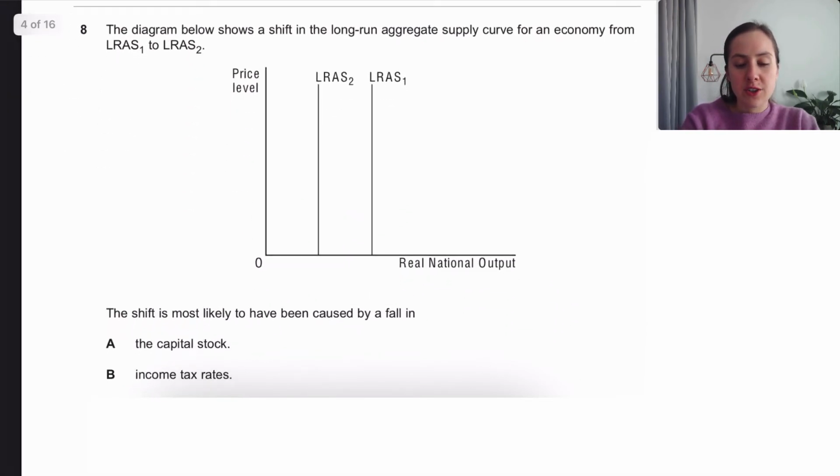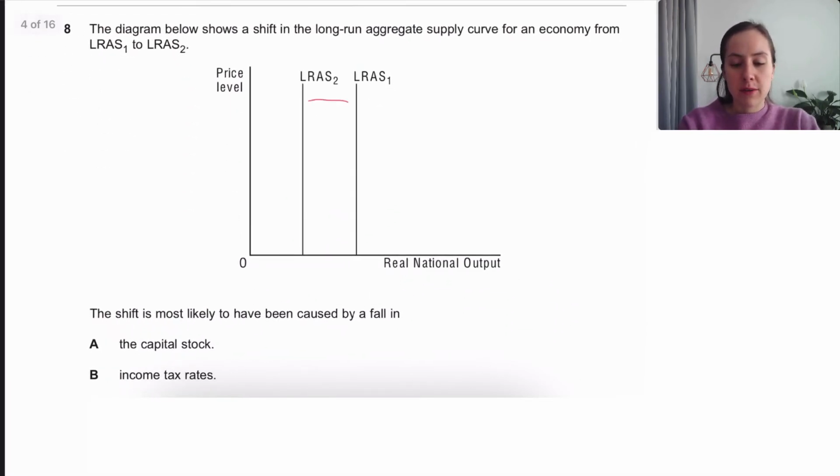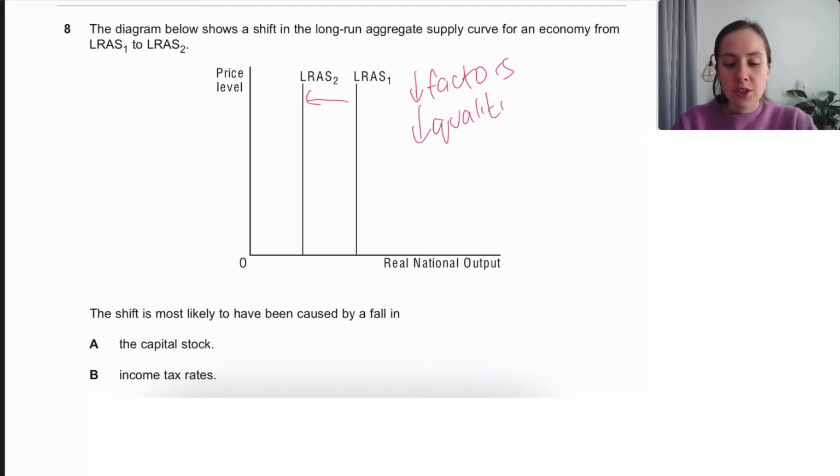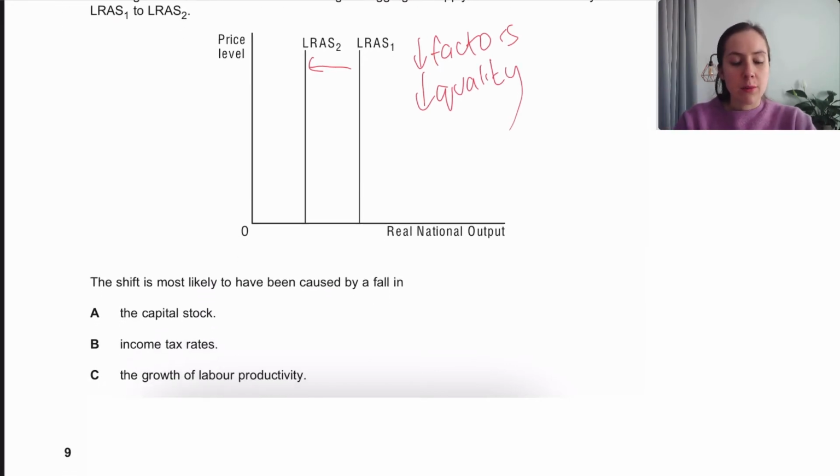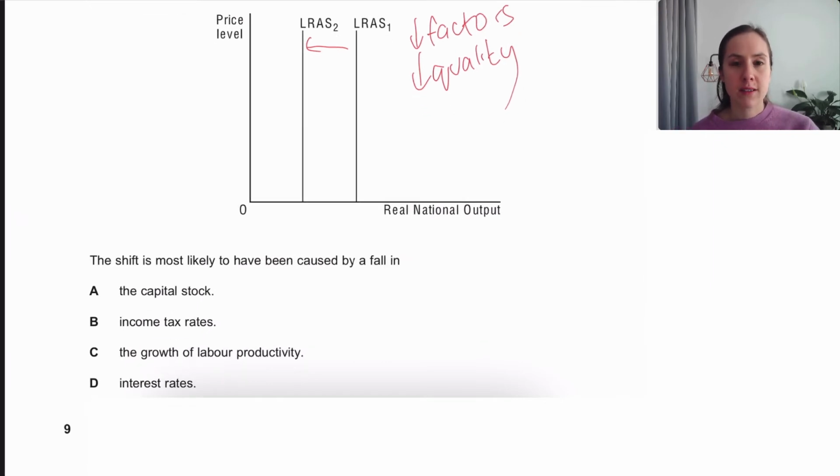Okay, the long run AS shifts left because there are fewer factors of production, or they're lower quality, such as there's been a destruction in technology, or there's been less education. People have, for example, lost their jobs and can't find work for a couple of years, so they lose some skills. And so, yeah, a fall in the capital stock means there's less factor of production of capital.